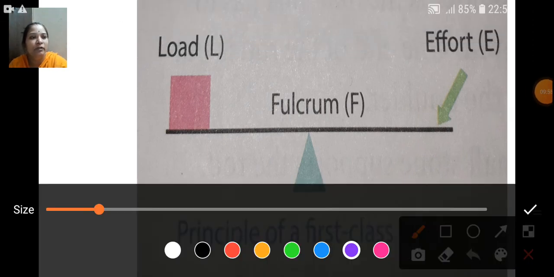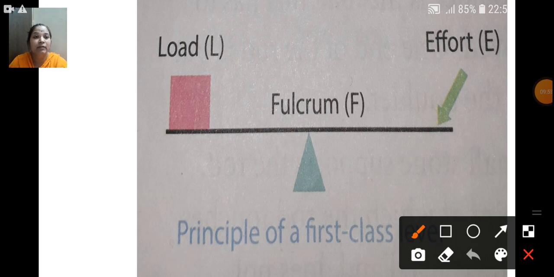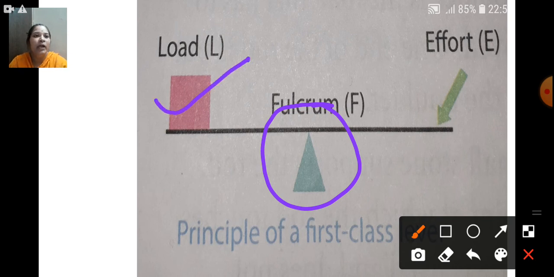In the first class lever, if you can see, the fulcrum is in the middle. On one side it is load and on the other side it is effort. Have you seen this kind of arrangement anywhere? Yes, the seesaw in the playground. That is an example of a first class lever. So, what is the principle of first class lever, children? In the first class lever, the fulcrum is in the middle of load and effort.